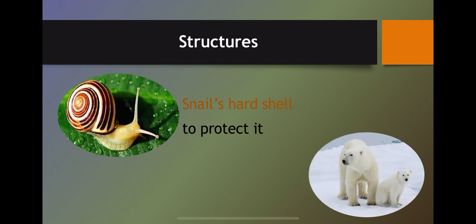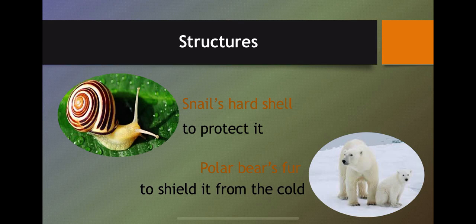Now, what is this animal? Yes, it's a polar bear. And as you see, the polar bear lives in a very cold place. So it needs a structure to stay warm in the cold. What is this structure? Do you know? Yes, very good. Fur. So the polar bear's fur is important to shield the bear from the cold.